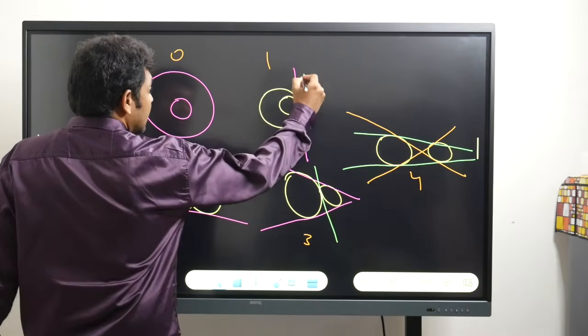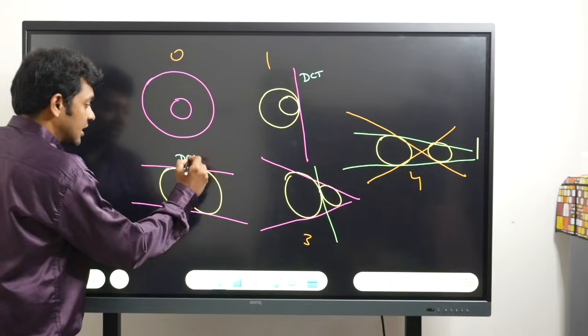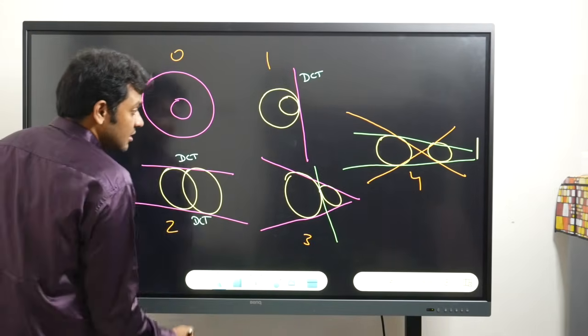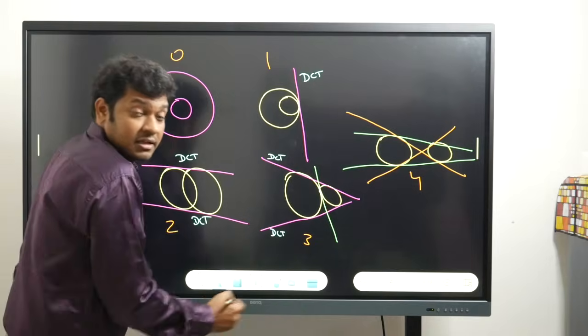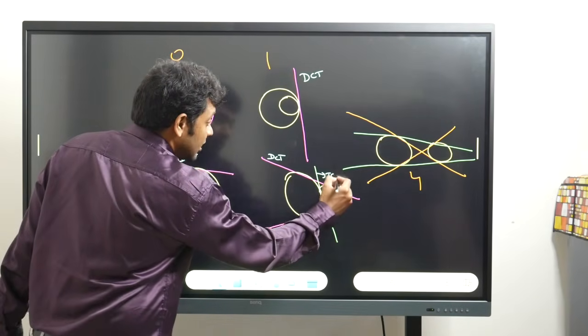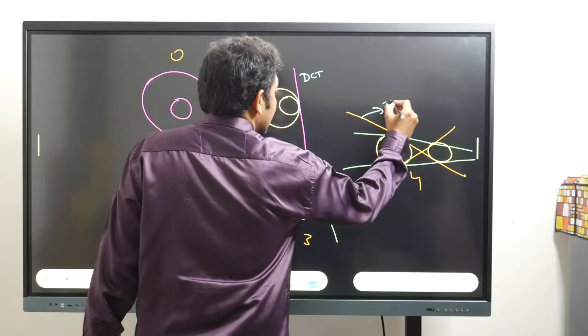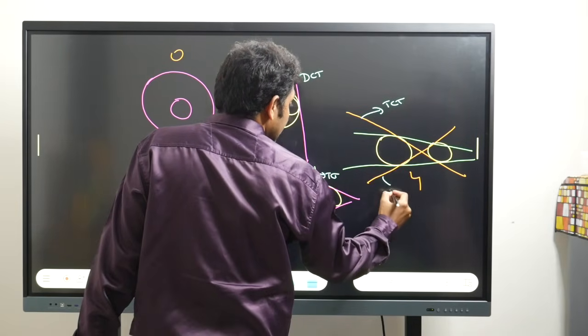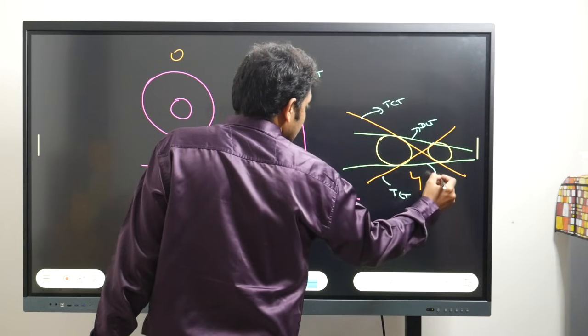So this is a direct common tangent. Here, this is a direct common tangent. This is a direct common tangent. So here, this is a direct common tangent. This is a direct common tangent. This green color is a transverse common tangent. Similarly here, this will be a transverse common tangent. This will be a transverse common tangent. These two are direct common tangents.